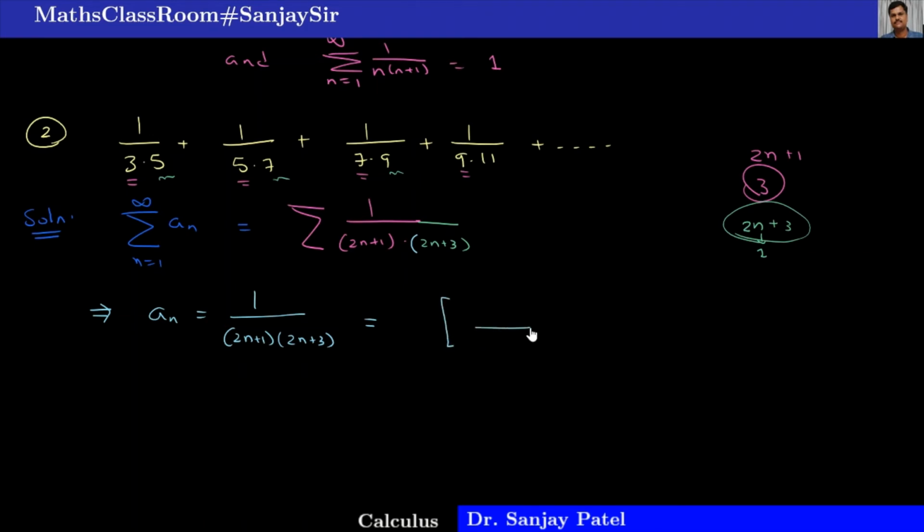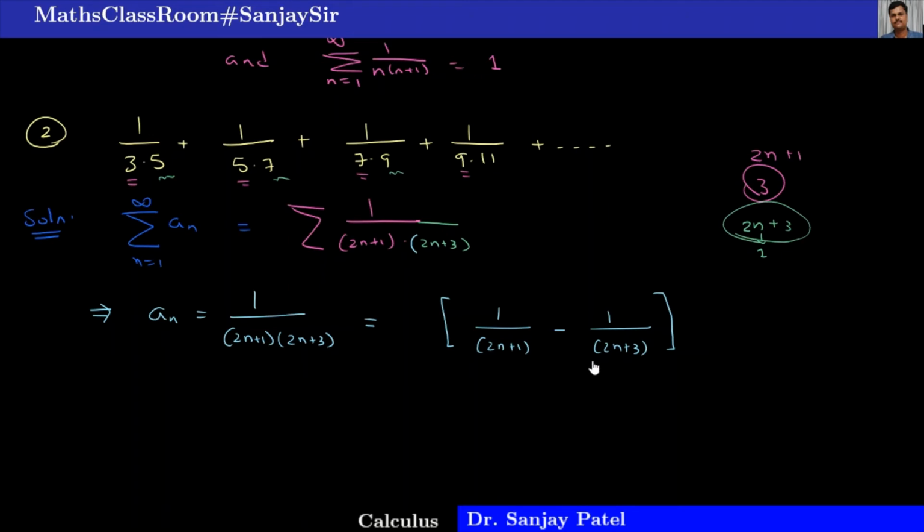So first of all, I will write one linear factor, that is 2n plus 1, and another linear factor 2n plus 3, like this. Okay, and we'll think about what to adjust in the numerator. We do not want n in the numerator here, and we see 2n is there, so I'm just keeping the minus sign and putting 1, 1.